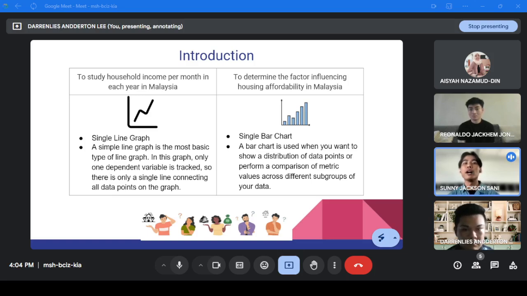There are two types of graph that we're using in our presentation. The first is a single line graph, a specific graph where there is only one single line connecting all the data points on the graph. Second is a single bar chart. A bar chart is used to show the distribution of the data points and perform comparison of the metric value across the different subgroups of your data.